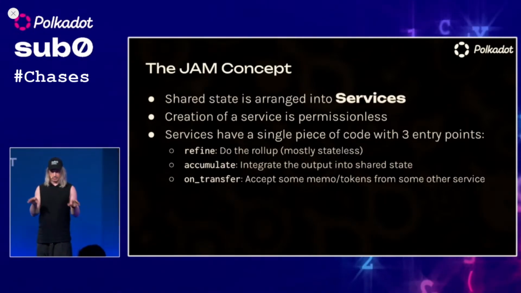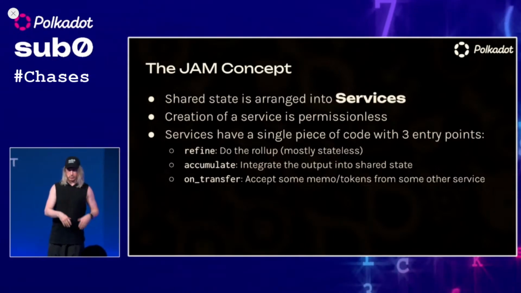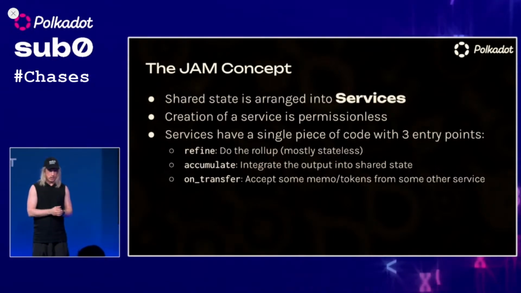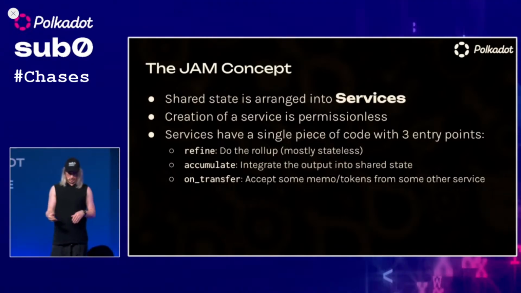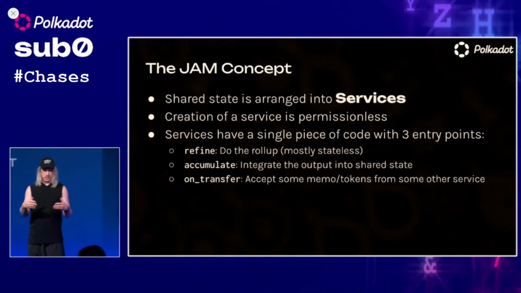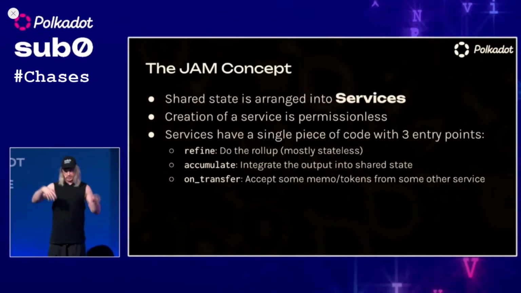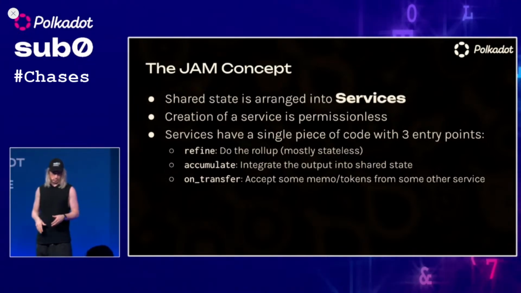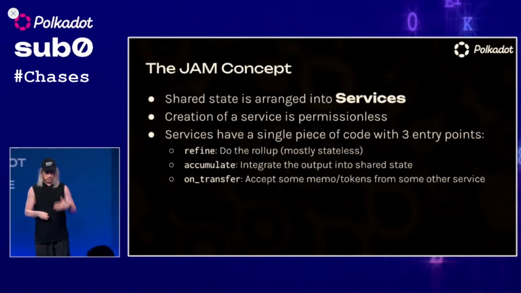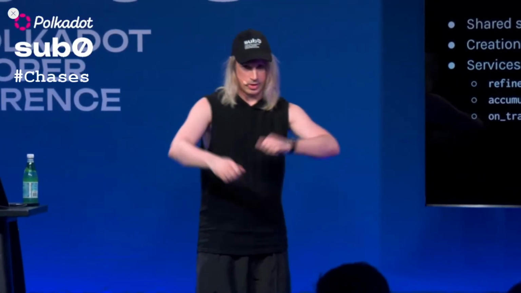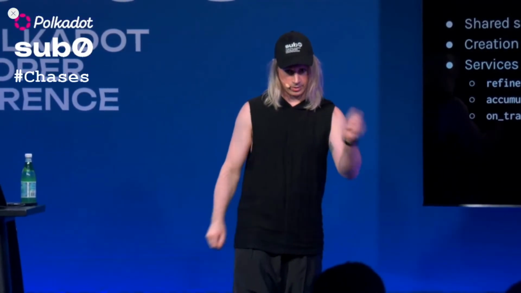So this is a little bit like how you can create a smart contract on a smart contract chain, right? It's unlike what you can do in general on a Substrate chain, where you need to be whatever the chain's governance is to be able to add a new pallet, right? So you can add a new service into the JAM chain without asking anybody for permission, without going through any governance mechanism.